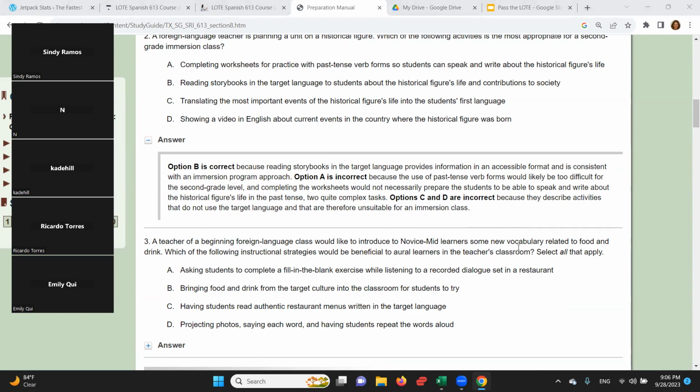So let's see what you guys think it is. Good. And notice it says select all that apply. So oral learners, they learn from hearing, right? So asking them to do a fill in the blank exercise while listening to a recorded dialogue, and projecting photos, saying each word and having them repeat the words. Those are both related to oral activities, AURAL, so like hearing. B and C would not be correct.